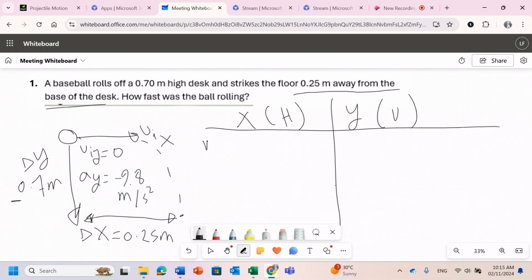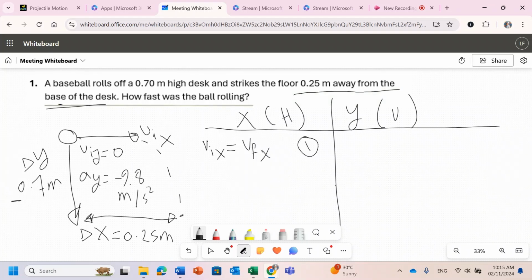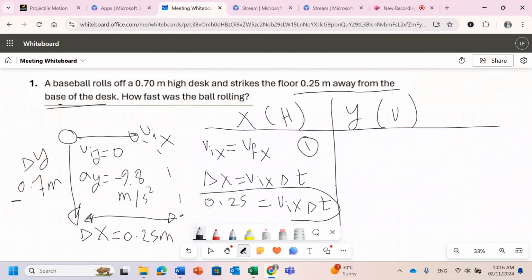We have two equations, always start from the horizontal direction. So the first equation, v initial x direction equals v final in x direction. Second equation, delta x equals v initial in x direction times delta t. Now delta x is given to me, which is 0.25. V initial in x direction, I don't have it, and I don't have delta t. So I'm going to keep this equation. We'll come back to it.